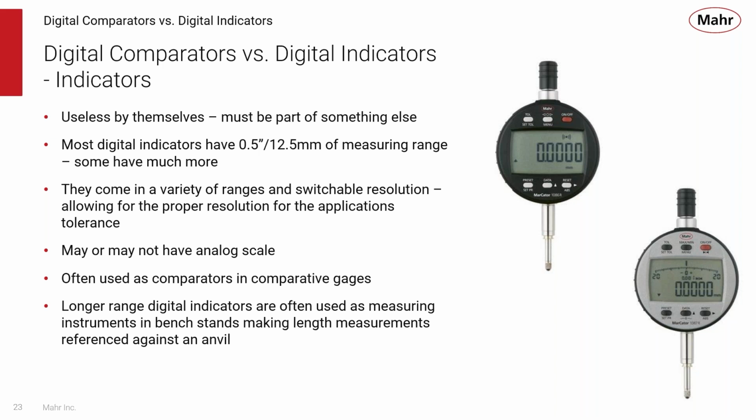Indicators are often used in comparative style measurements in a comparative gauge, even though they are not ideal for it. That is often something you see out on the shop floor or in the real world, where you may not need the resolution and the accuracy of a comparator in your comparative style gauge. So you can stick with a standard digital indicator. Finally, longer range digital indicators are often used as measuring instruments in bench stands. They can be used to make length measurements against an anvil, which is a true absolute style measurement. In this instance, your indicator will be solely functioning as a measurement instrument, not as a gauge.